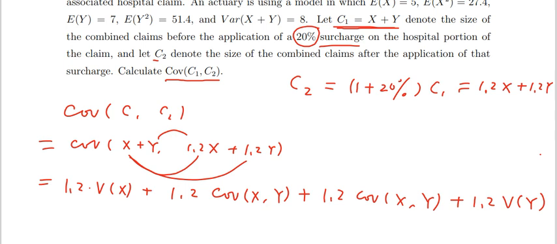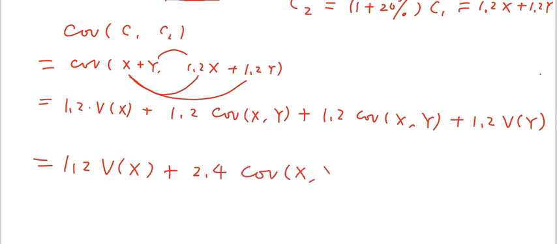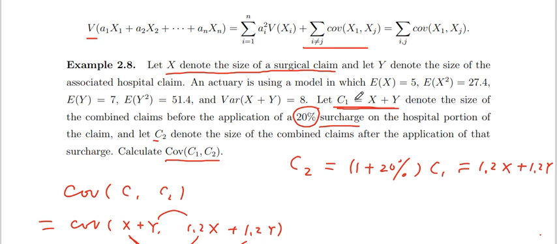Okay. So this says 1.2 Vx plus 2.4 covariance xy plus 1.2 Vy. Okay, so let's check the given condition. We know Vx, right? We know Vx, and we know Vy. But we don't know the covariance for xy, so we need to check this from here.